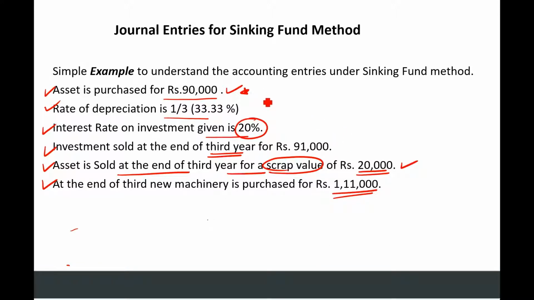So first, the journal entry will be purchase of machinery, for the first year, second year, and third year. In the first year, you will pass purchase of machinery, then depreciation, and then purchase of investment. Then in the second year the same entries will repeat except purchase of asset will not come, and in the third year you will pass an entry related to sale of scrap and purchase of machinery, and the normal depreciation entries will be there. So we will pass those entries one by one now for the first year, second year, and third year.